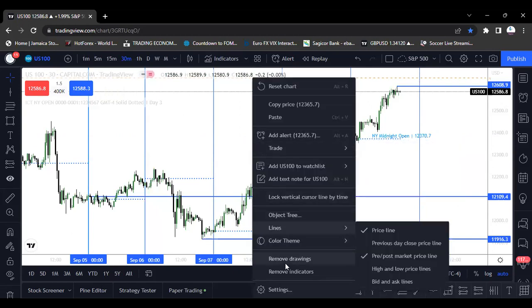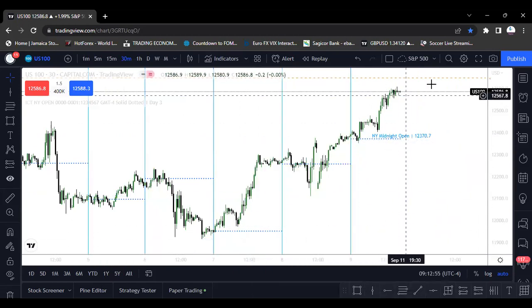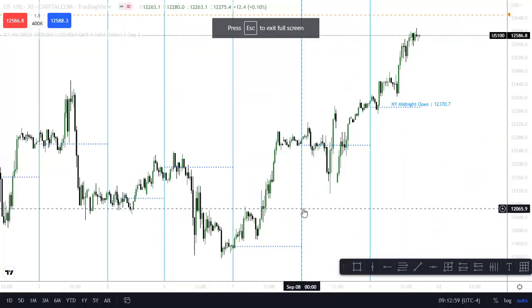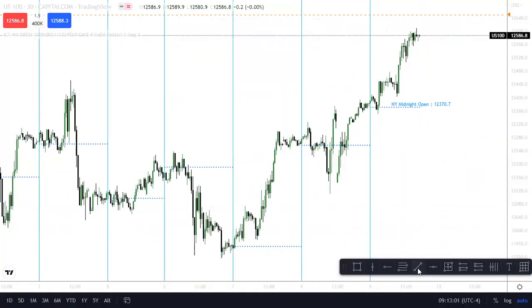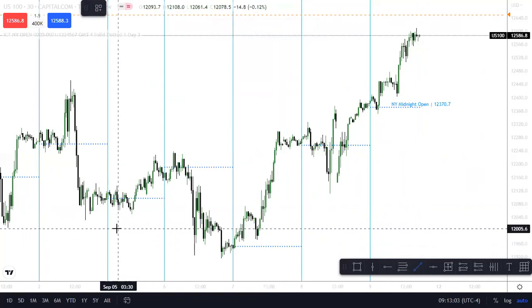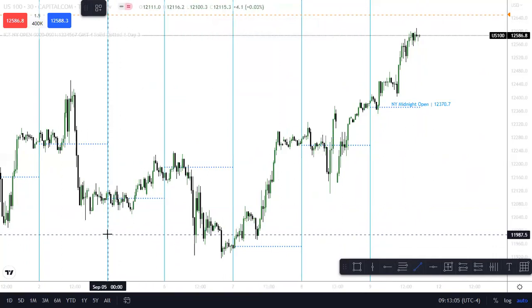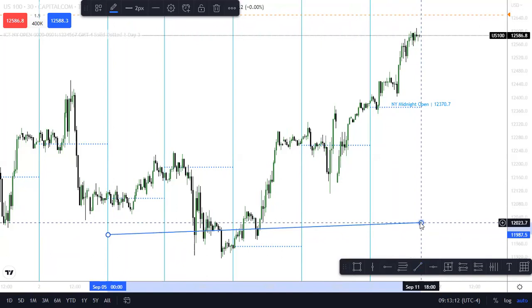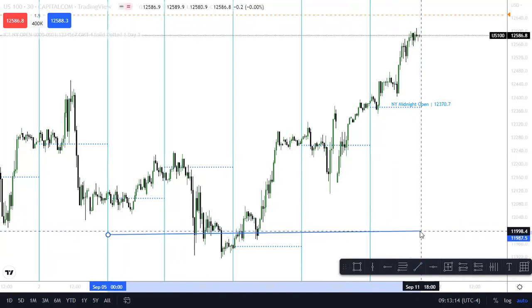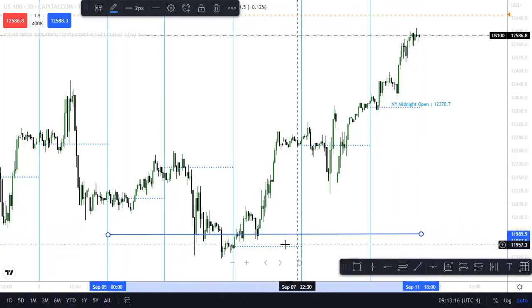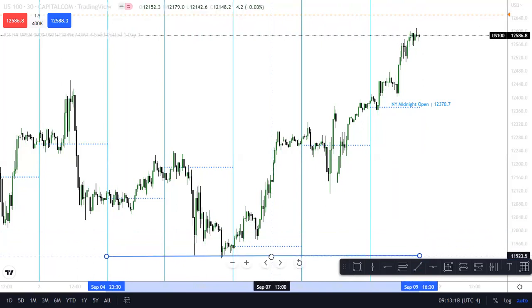So remove the drawings. We'll go back to full screen. All right, perfect. So now, the only thing I really need is one horizontal line. You can push shift to make it straight. That spans the entire week. So I get an idea of the weekly range. So this is how I studied.